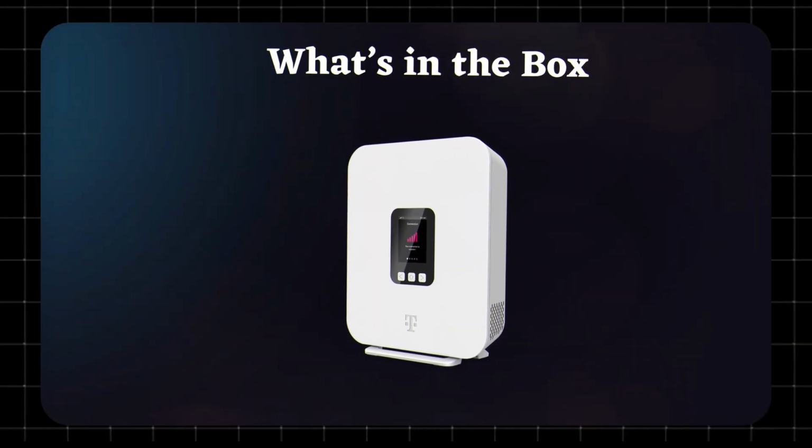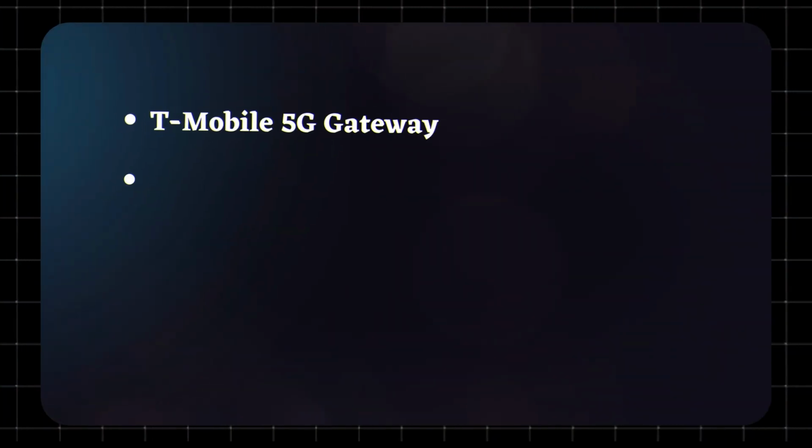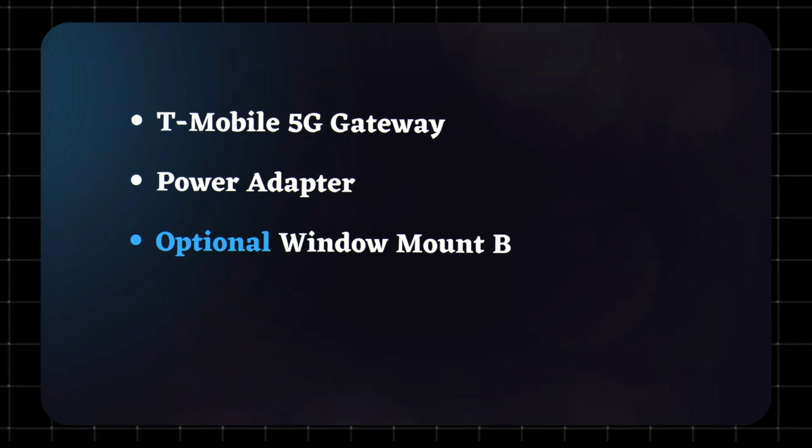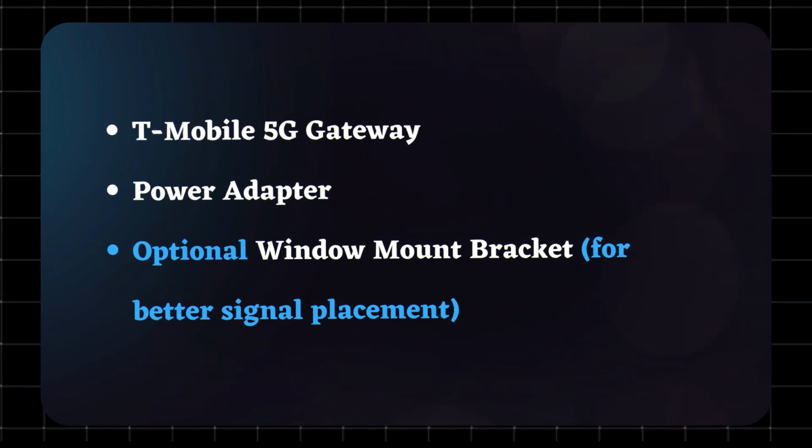What's in the box? Here's what you'll typically find inside. T-Mobile 5G gateway, power adapter, optional window mount bracket for better signal placement.